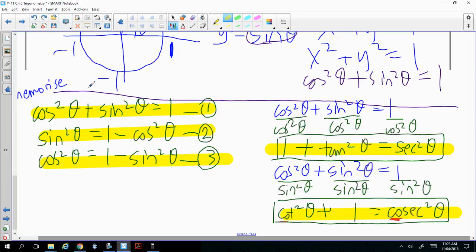That's a plus, no t, plus. So that's 1 plus tan squared theta. That's sec squared theta. Yeah, plus.